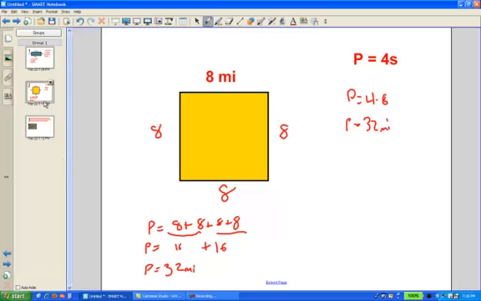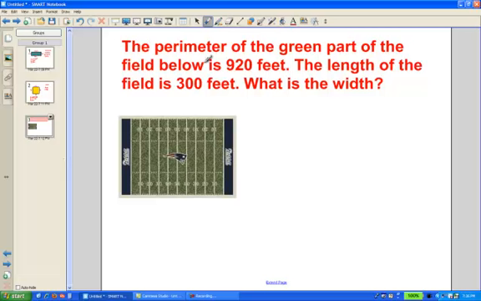Alright, a little challenge problem for you on this next one. I have the perimeter of the green part of the field is 920 feet below. So this right here is the green part. We're not going to include the blue part. This is a football field. This is actually a real-life problem.